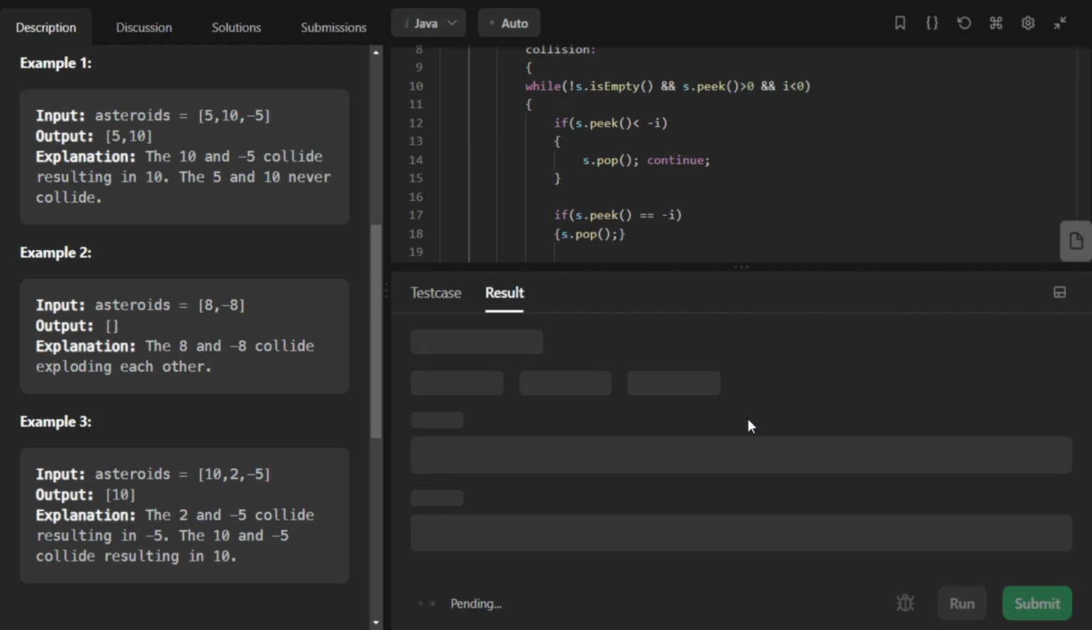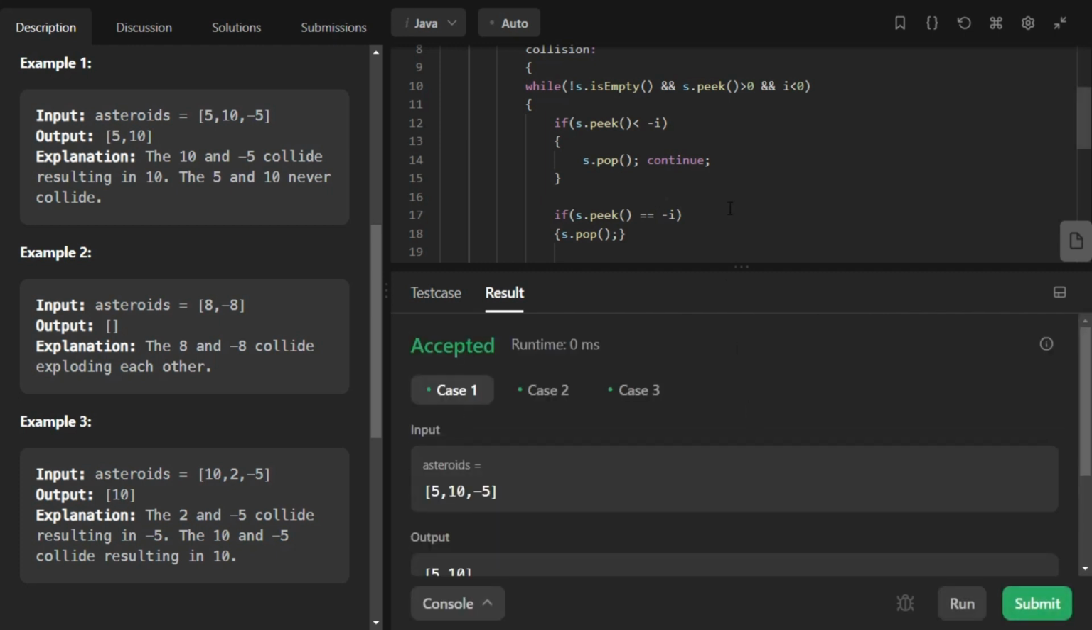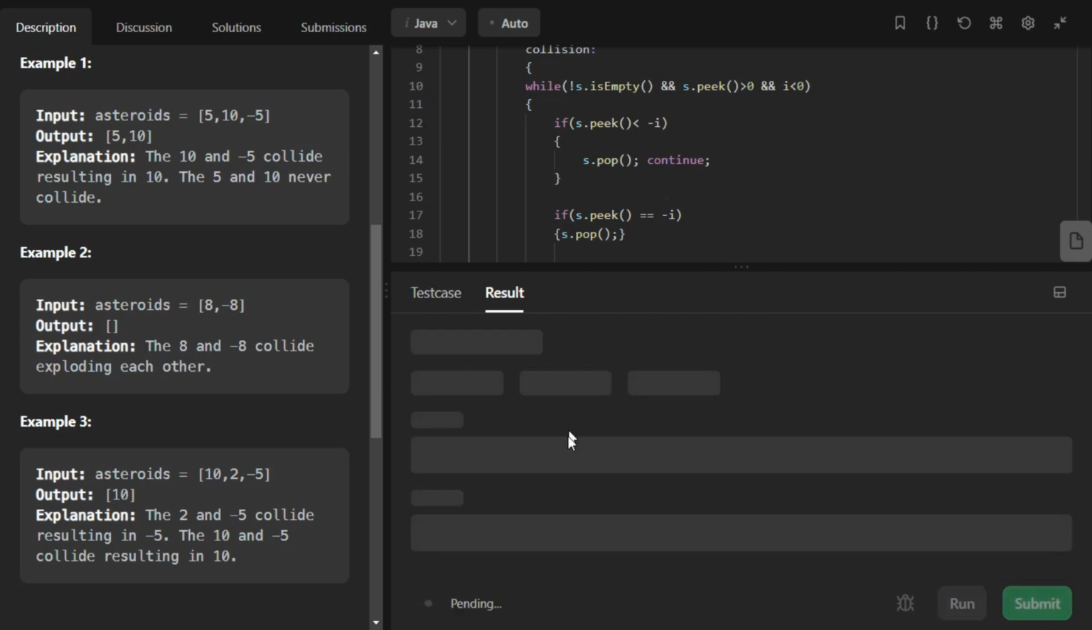So let me just run this particular code, and this is going to definitely work out. Yep, it's pretty much accepted. 0 milliseconds. Let's submit this particular code, and I hope the explanation was pretty much clear to you.